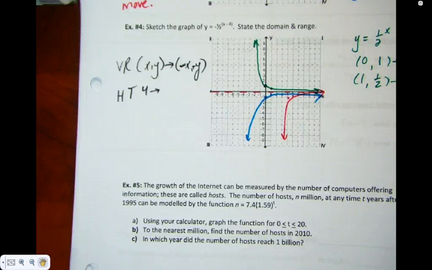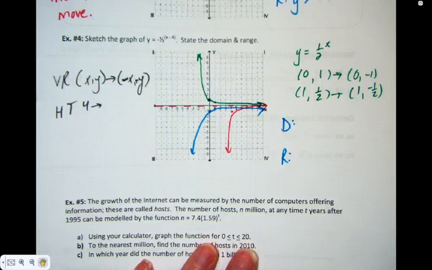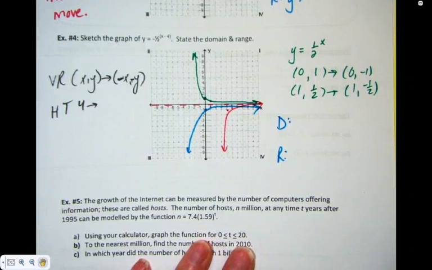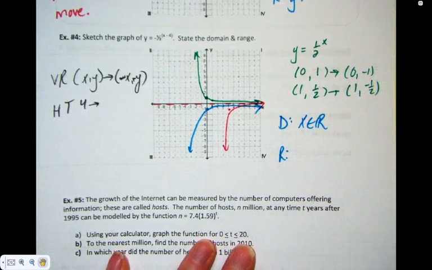Turn and talk again. Figure out the domain and range together. Thoughts for the domain? I think you meant X, but I know what you mean.